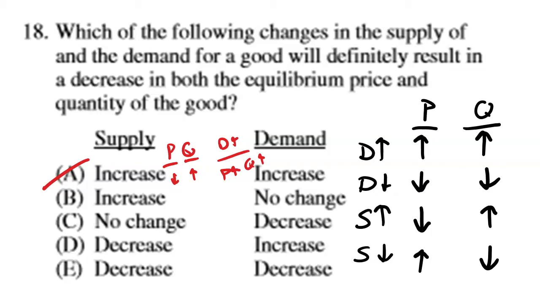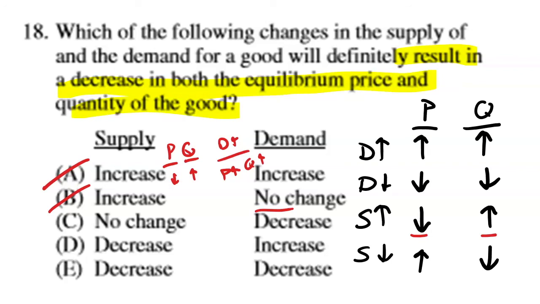Well, when there's no change in demand, basically our price and quantity isn't going to change for answer choice B. Well, if supply increases, does that cause a decrease in the equilibrium price and a decrease in the equilibrium quantity? Yet again, no, because when supply increases, we see here our price is going to decrease and our quantity is going to increase. And that's not what the question is asking. The question is asking, what does definitely result in a decrease in both price and quantity of the good here?